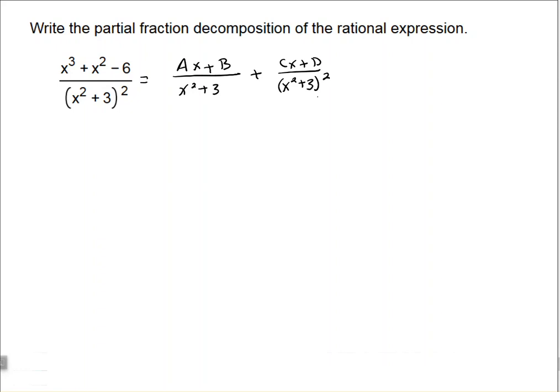So remember with the quadratic factors, we have to have two terms in the numerator. So I have ax plus b over x squared plus 3 to the first plus cx plus d over x squared plus 3 to the second. So remember we have to represent each factor, each exponent: x squared plus 3 to the first, x squared plus 3 to the second. If that was raised to the third power, then we would have one more fraction out there. Okay, let's multiply both sides by the least common denominator.